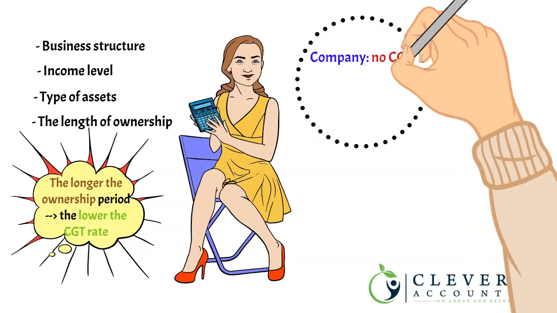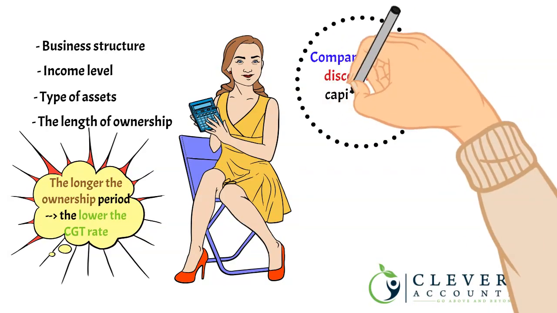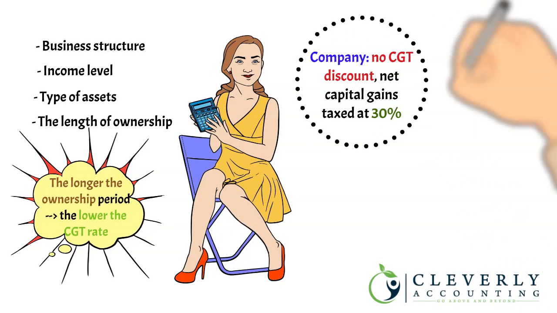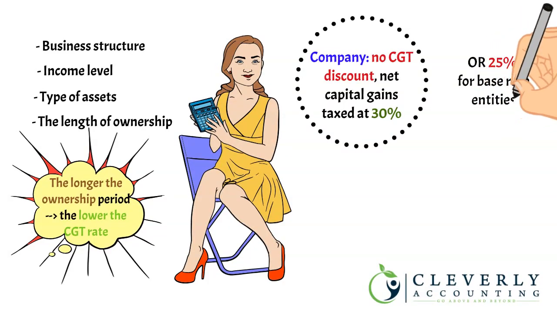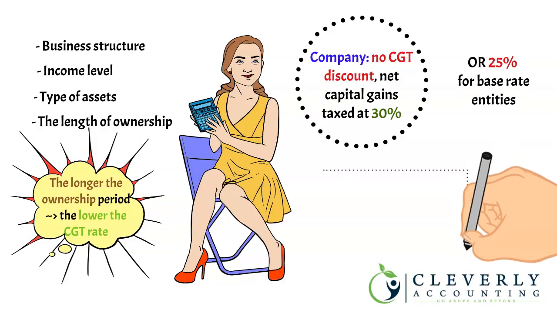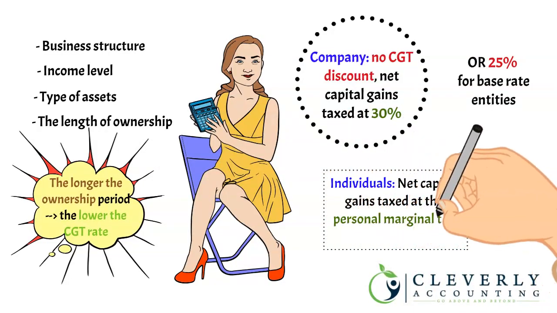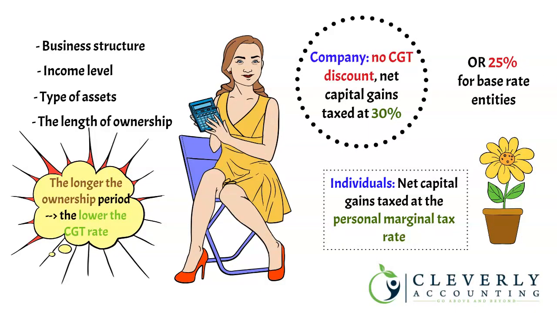If you're a company, you won't be entitled to any CGT discount, and you'll pay a 30% tax rate on any net capital gains, or 25% if your company is a base rate entity. On the other hand, if you're an individual, you'll pay the same rate as your personal marginal tax rate.